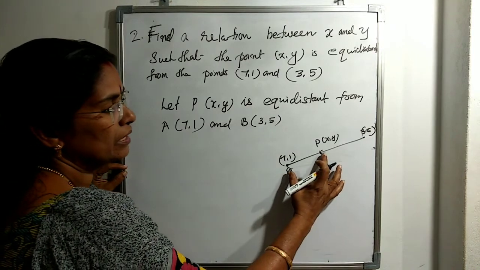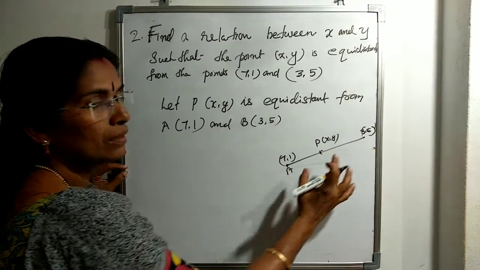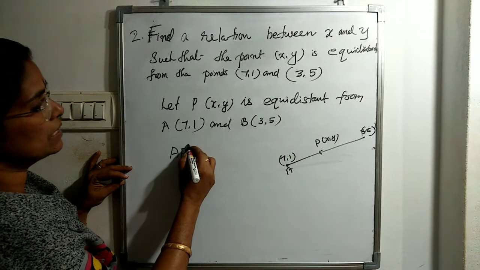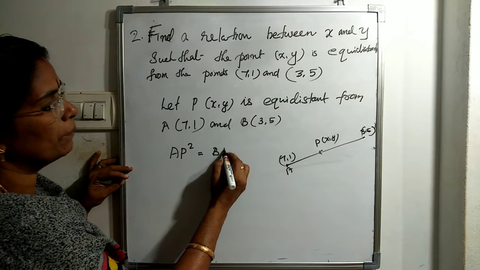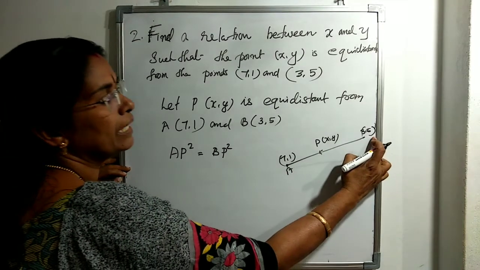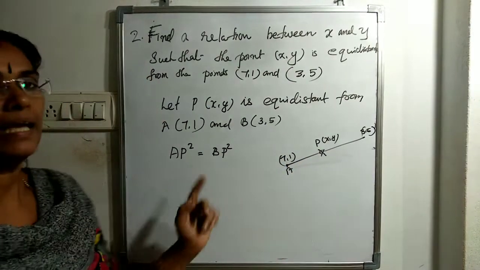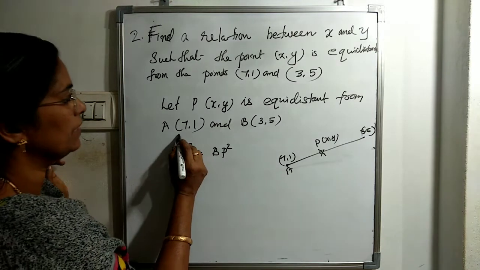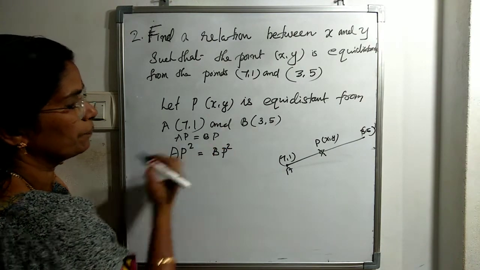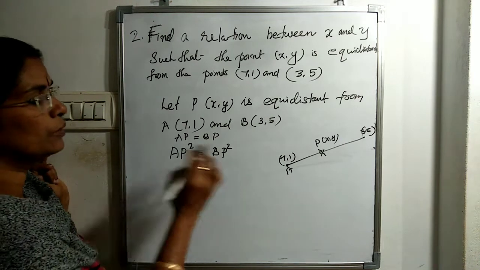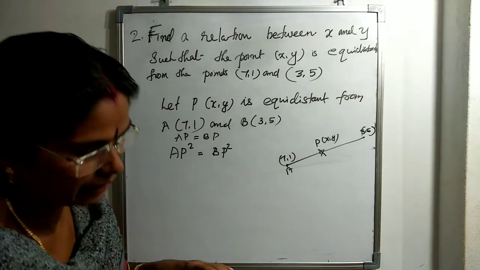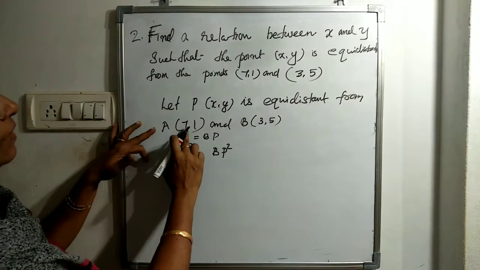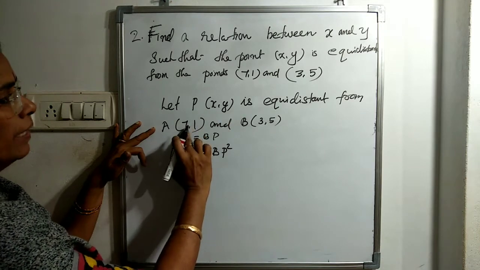So, can you say the relation between AP and BP? P is in the middle. So, we can say AP square is equal to BP square. AP and BP are equal because P is in the middle of A and B. So, their squares are also equal. AP square is equal to BP square. First, we can write AP equal to BP, or AP square is equal to BP square. We can find it now by solving this question. AP square: (7, 1) and (x, y). AP, x2 minus x1.